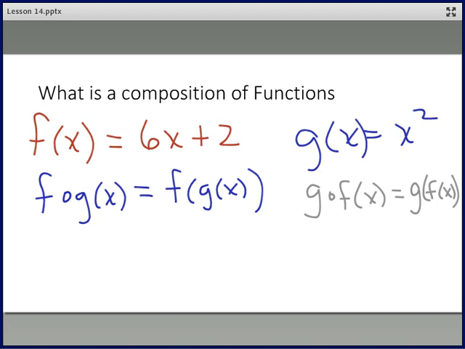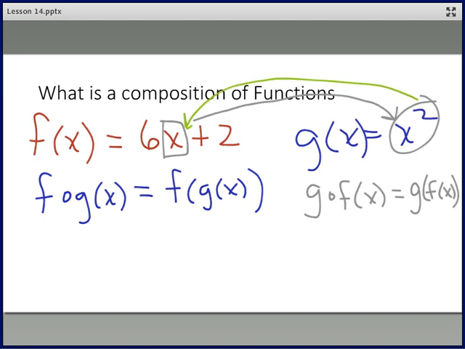Well, if I were to do f of g of x, for example, what I'm going to do is replace x in the target function with the expression from the other function. So this will be replaced into g of x. So that's the way it's going to work.